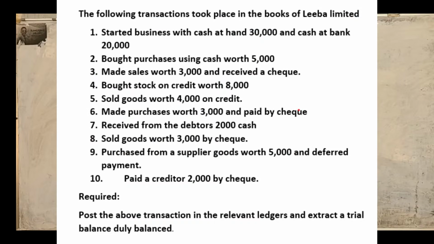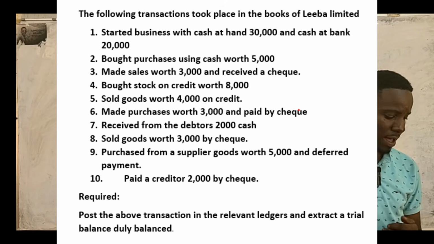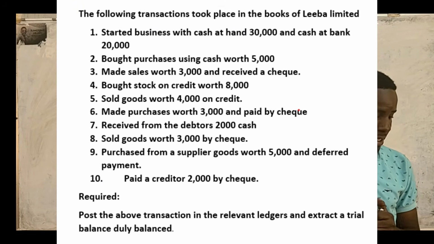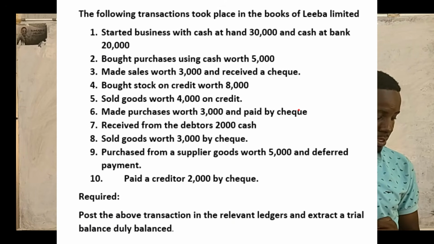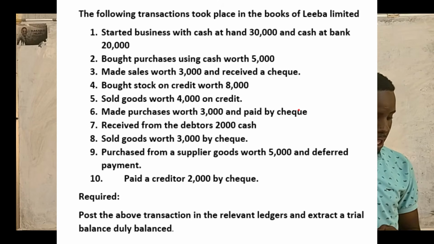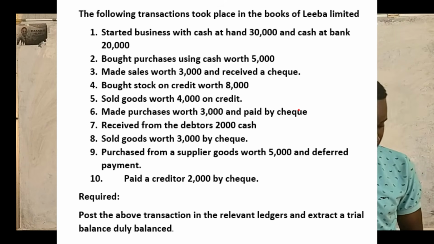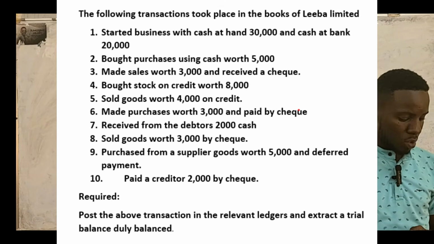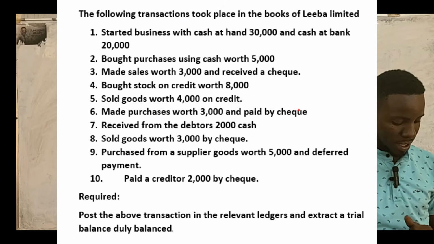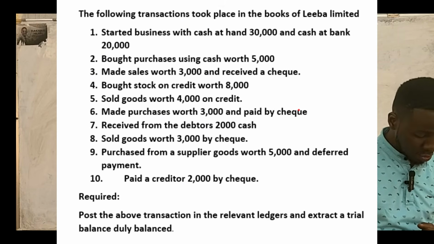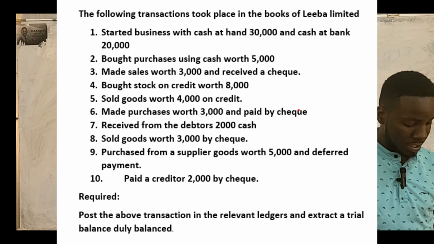All right, now I have a question here with you, and I want us to solve it with you. It says the following transactions took place in the books of labor limited. So they are saying started business with cash at hand 30,000 and cash at bank 20,000. Then bought purchases using cash worth 5,000, and then made sales worth 3,000 and received a check. Bought stock on credit with 8,000. Then they're saying sold goods worth 4,000 on credit.